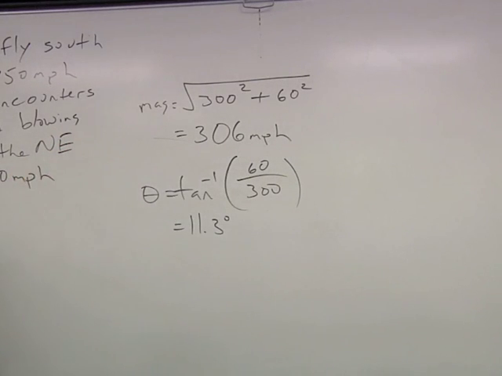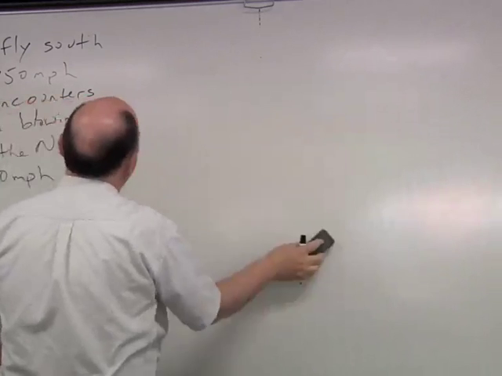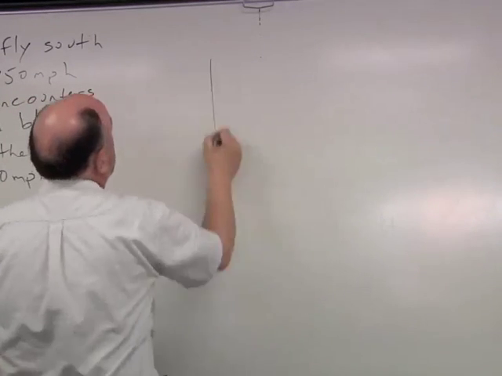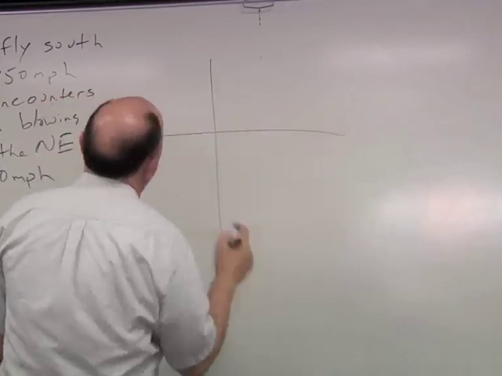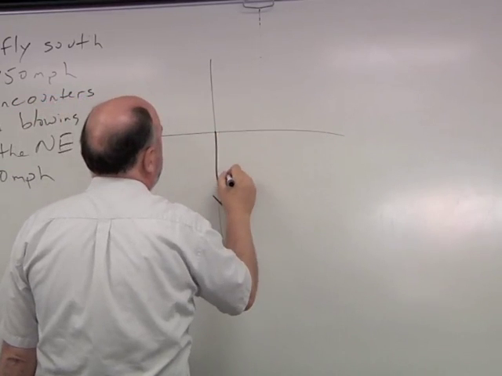Okay. So I want to know, in terms of magnitude, what's going on, and what direction now is this plane taking off at. So let's first draw a picture. So it's flying south at 150 miles per hour. So let's say that this is my plane.